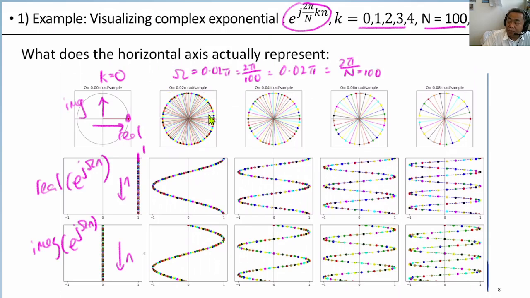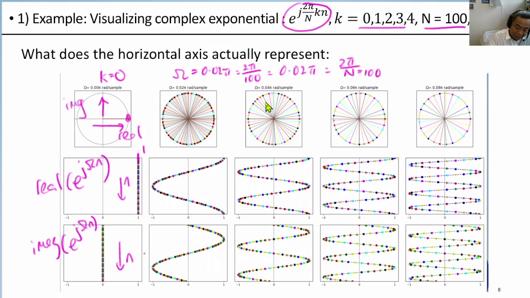Well, you actually see that the phasor is going to rotate anti-clockwise, and it will take 100 samples to rotate one round. And in the cosine, which is the real part, it will also take 100 samples to rotate one round, and this is the imaginary part. It will also take 100 samples to rotate one round.